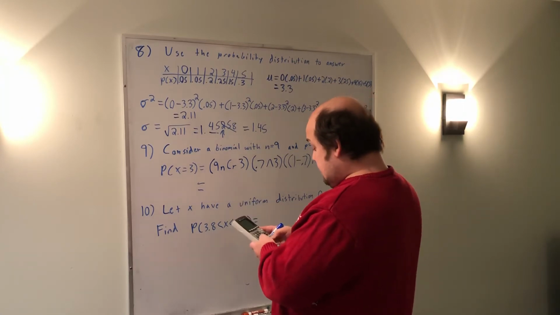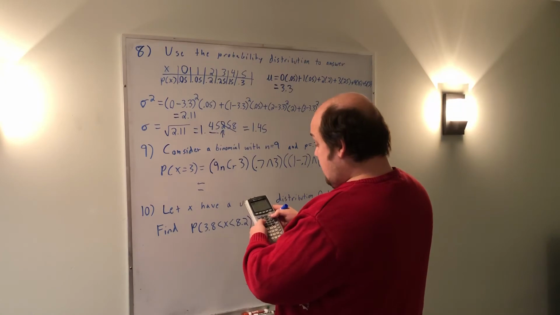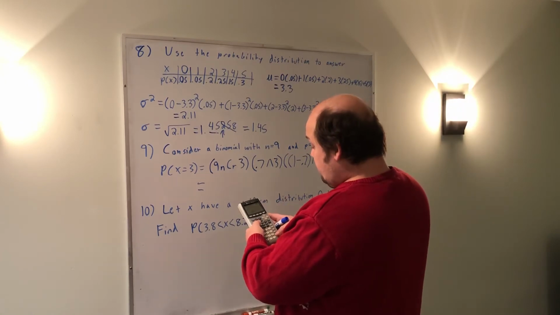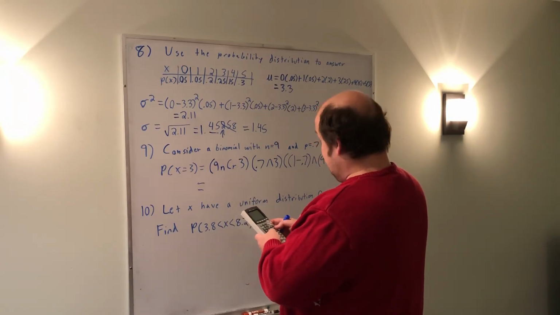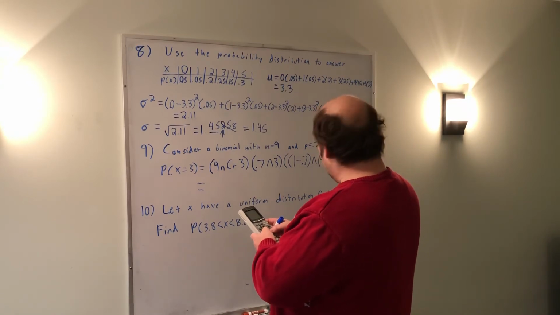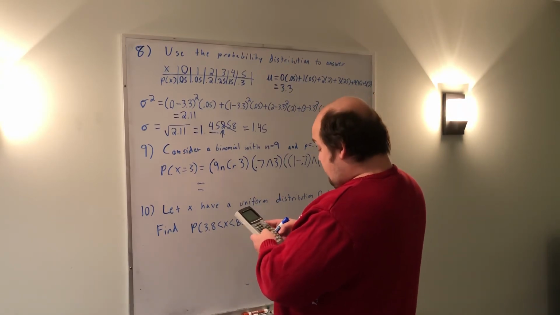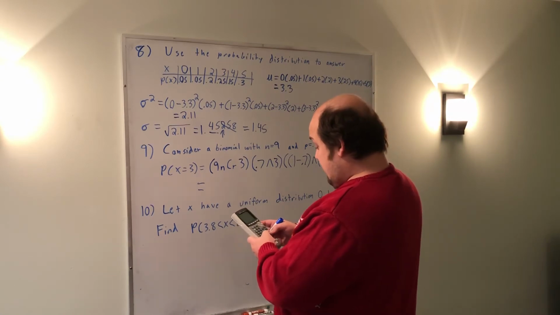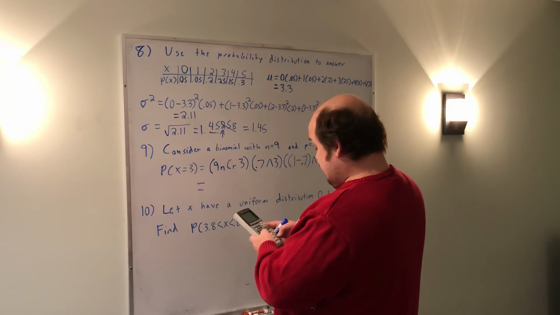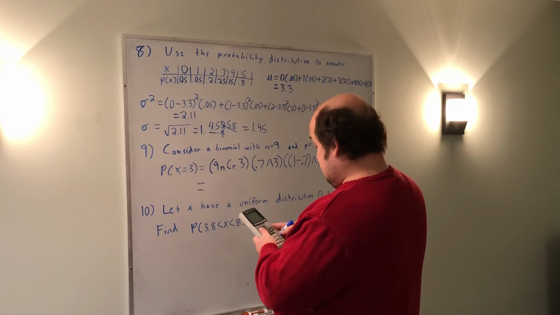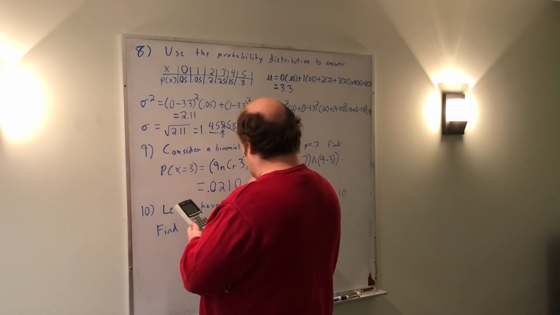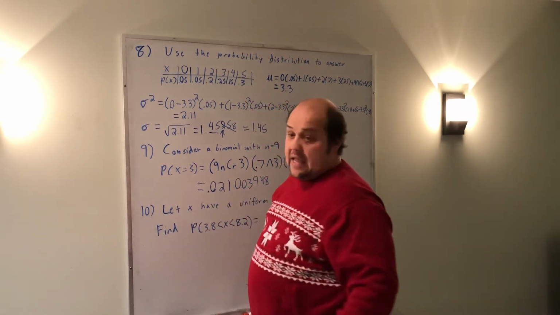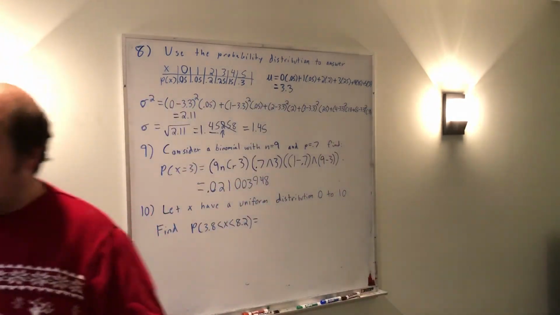So I press parentheses, 9. On my calculator, it's the math key. Move over to PRB. Choose NCR. 3, end parentheses, parentheses 0.7 to the power of 3, end parentheses, new parentheses, 1 minus 0.7, end parentheses, to the power of parentheses 9 minus 3, end parentheses. When I put all that in, I get 0.02100394.